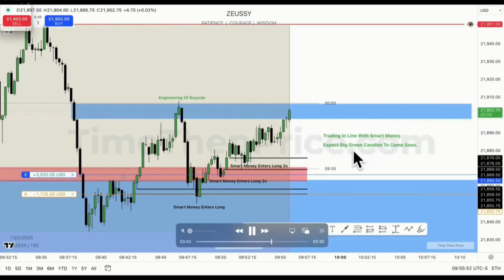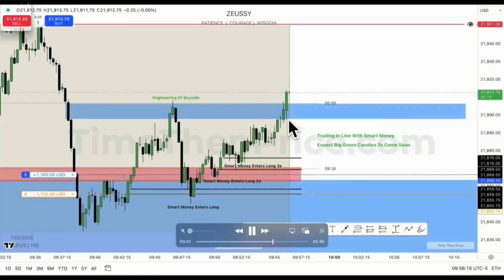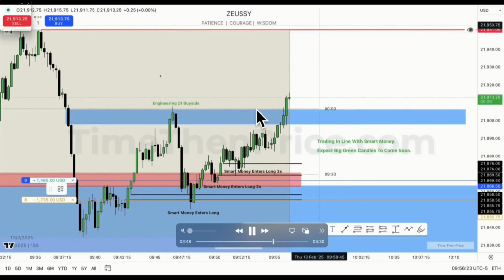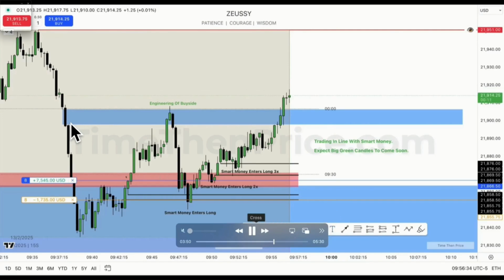Expect big green candles to come soon. This is me calling out the expansion which is going to take place. Notice how every single retracement is leading to a new expansion leg. Now, the moment that price closed above this CB, what I'm monitoring is whether or not this CB is going to function as support on price.